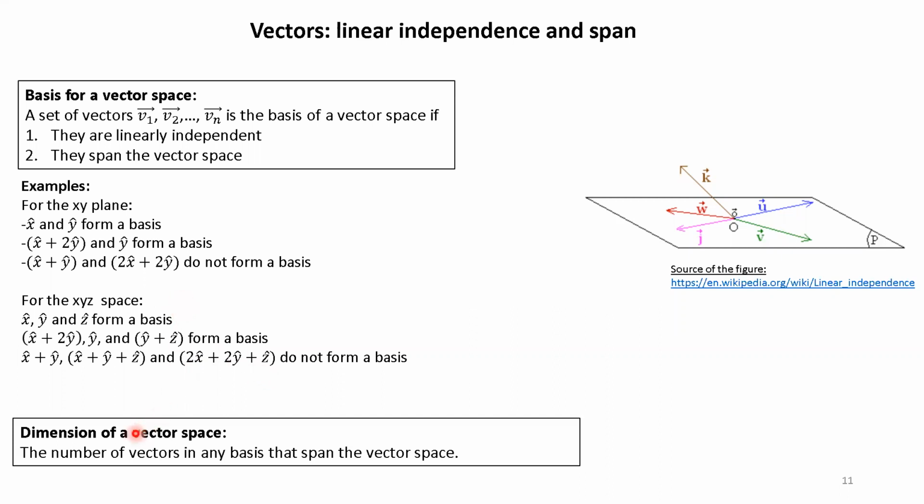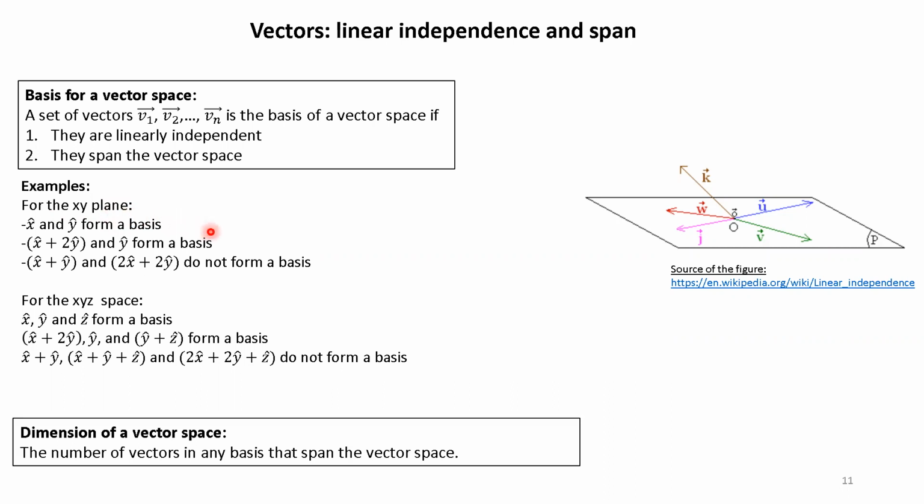So finally, the dimension of a vector space is the number of vectors in any basis that spans the vector space. That means that if you have a two-dimensional vector space, like the xy plane, you can always find two vectors as your basis, but no more, no less.